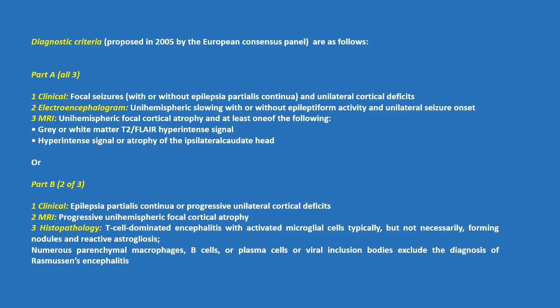These are diagnostic criteria for the disease proposed in 2005 by the European Consensus Panel. Part A includes clinical, EEG and MRI criteria, while Part B includes clinical, MRI and pathology criteria.